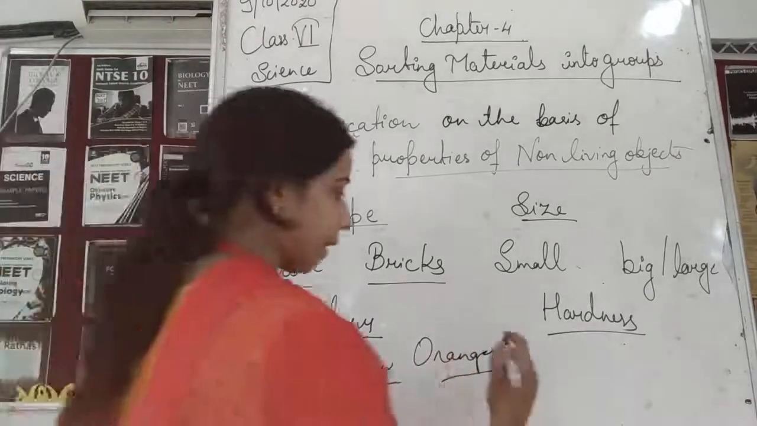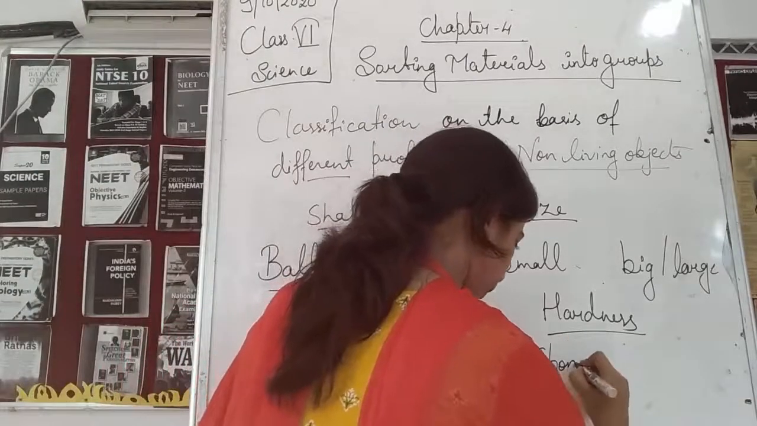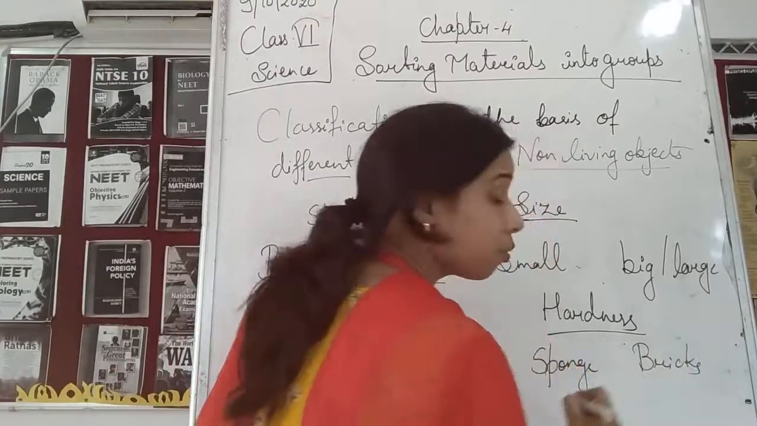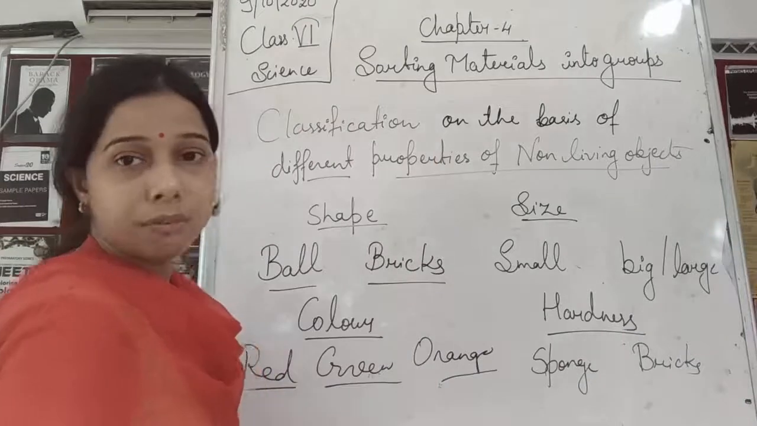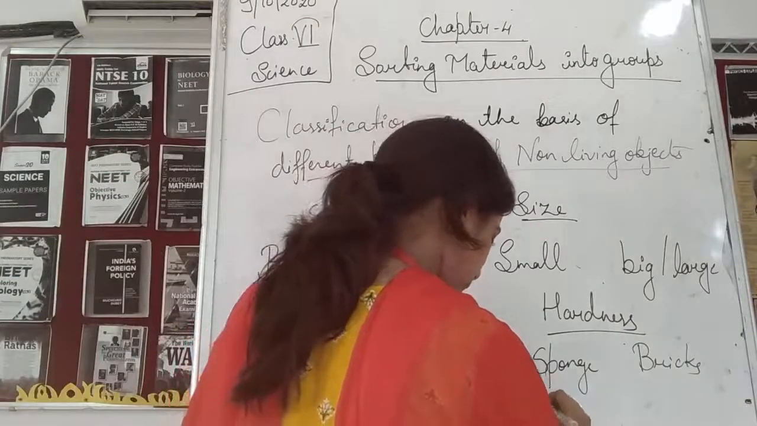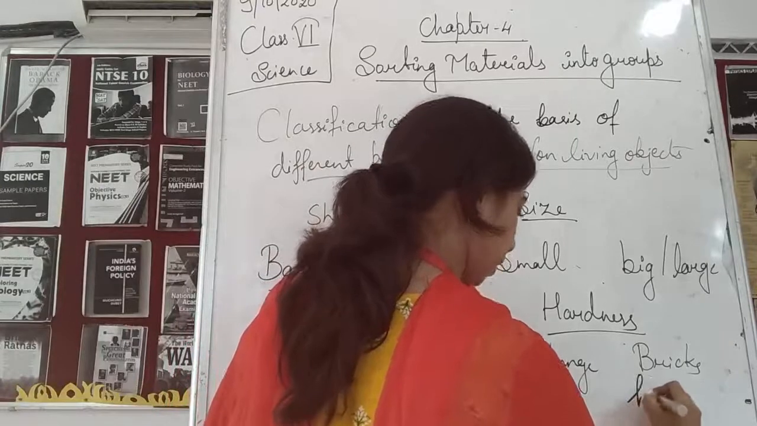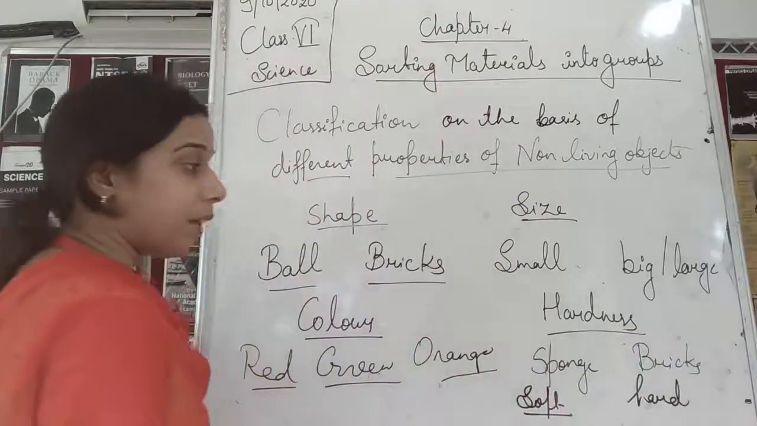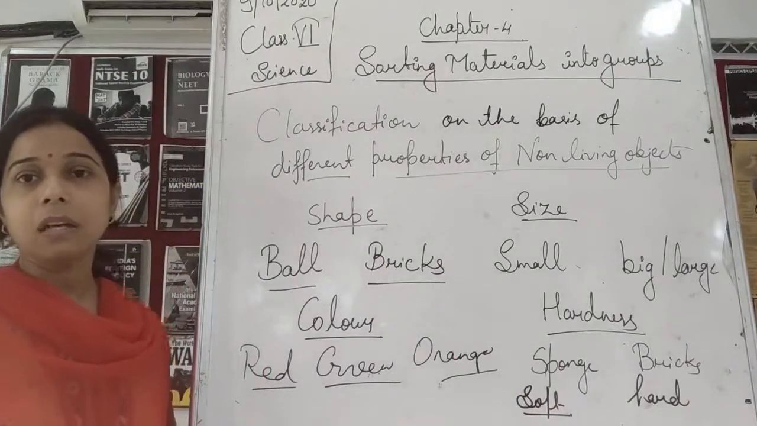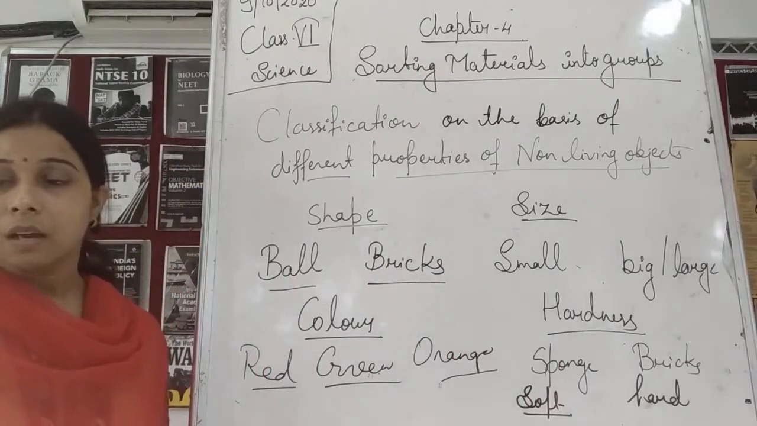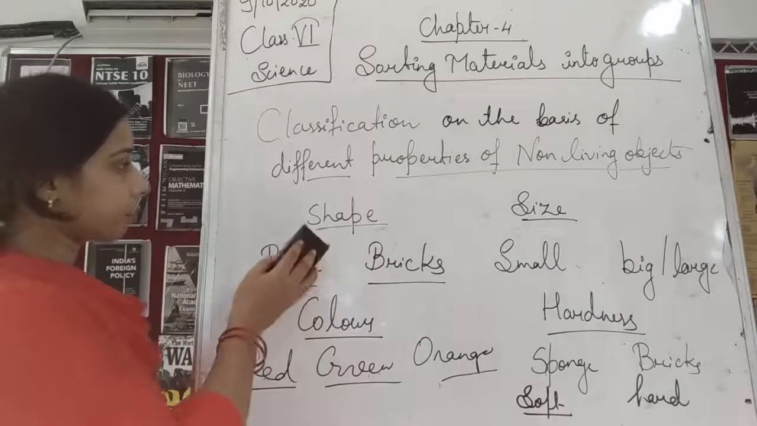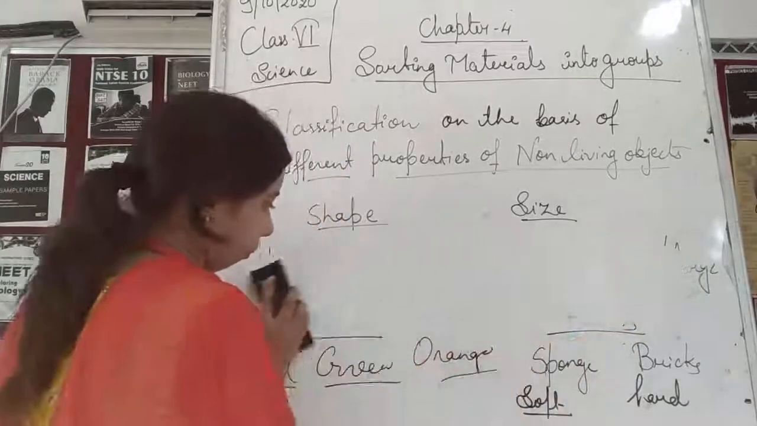So you will say that the sponge and the bricks or stone, anything. So sponge is what, student? It is the softer one. You will say that it is soft and fluffy, and this one is hard. So you see, we can divide the objects into groups on the basis of their hardness also. Now let me give you one example of that.